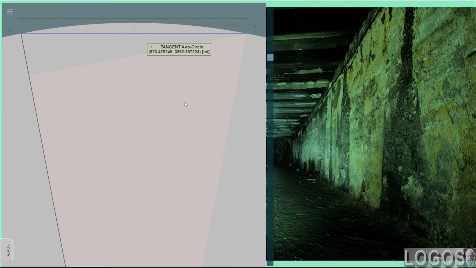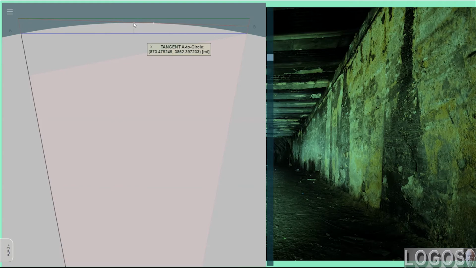That is the intersect, the tangent. A to circle the points, 873 miles away from the origin, going 3862.39 miles up. So the x and y coordinate is here on the tangent.